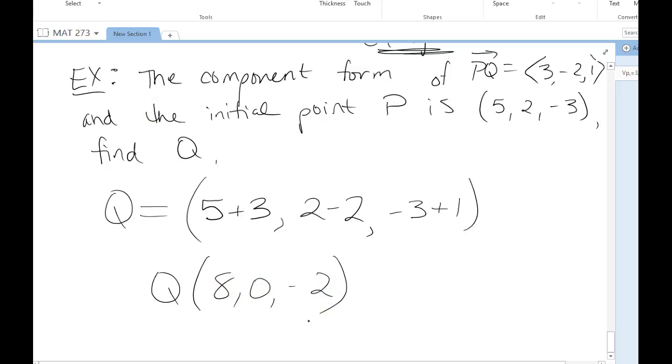So we also think of those components as representing change, not just an endpoint of a standard position vector, but we could also think of them as representing change. Change from the beginning to the ending.